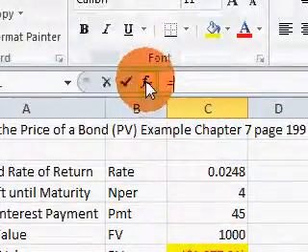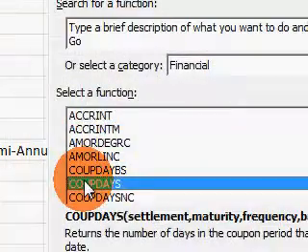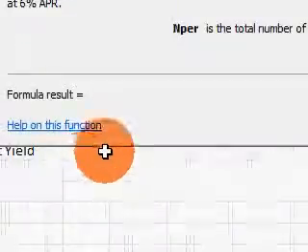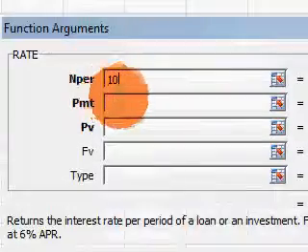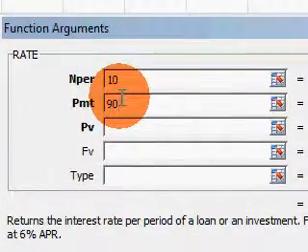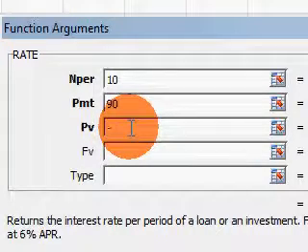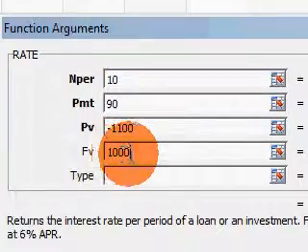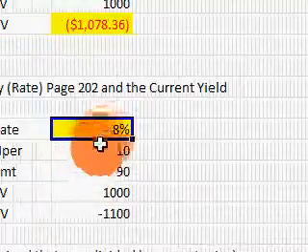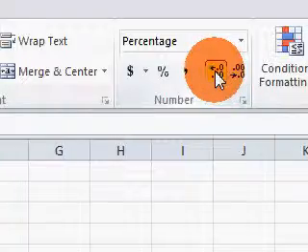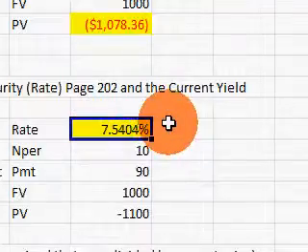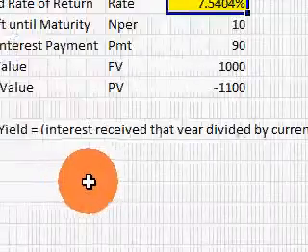So I'm going to go to f of x, under financial, we're going to find rate, type in the letter R, brings right to it. Number of periods here is 10. The payment, $90. Present value, so we paid negative $1,100. And finally, the future value is 1,000. Okay. And if we hit OK, and again, it's a good idea to format these out to about 4 decimal places in Excel. So I'm going to go up here in percentage, just increase it. So the rate of return to the investor is 7.5404%.